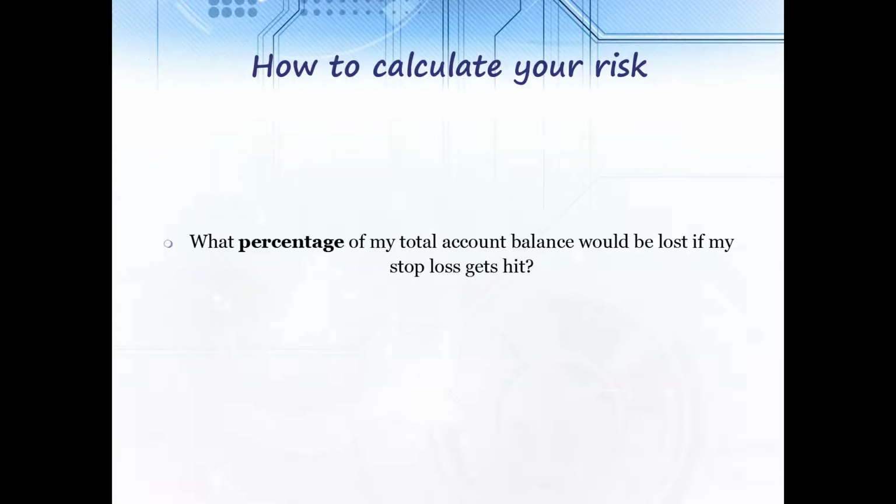So how do we calculate our risk? When you calculate your risk, it's going to be in a percentage. All you do is ask yourself this: what percentage of my total account balance would be lost if my stop loss gets hit? Very simple. If my stop loss gets hit, how much percentage of my total account balance will I lose? That's your risk percentage.